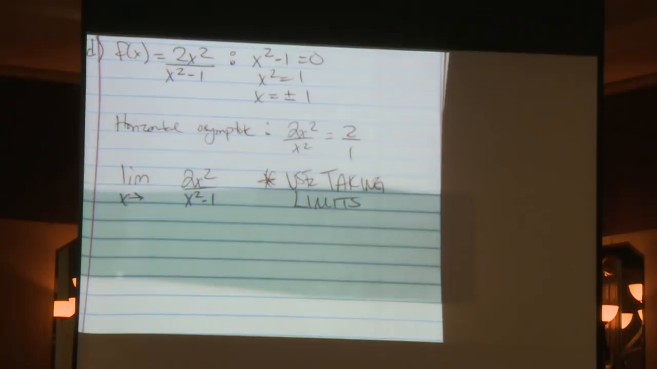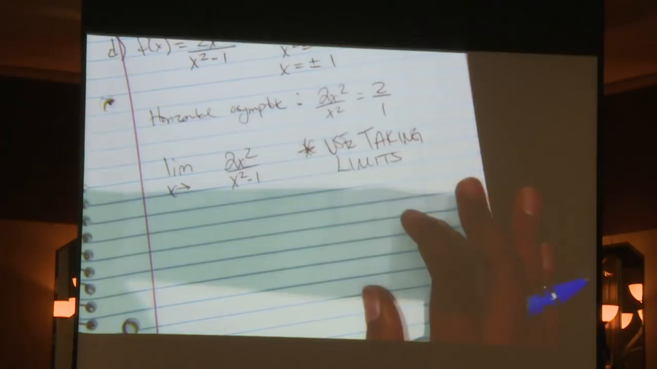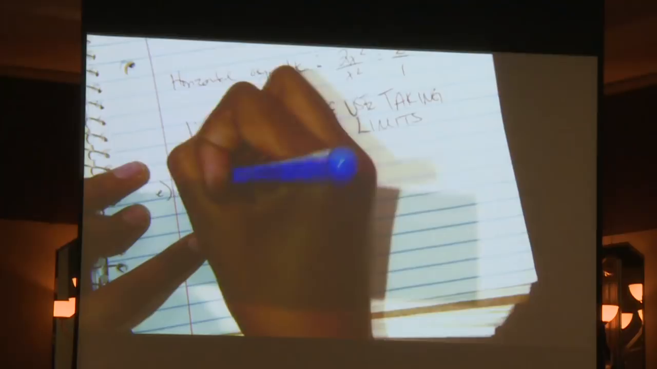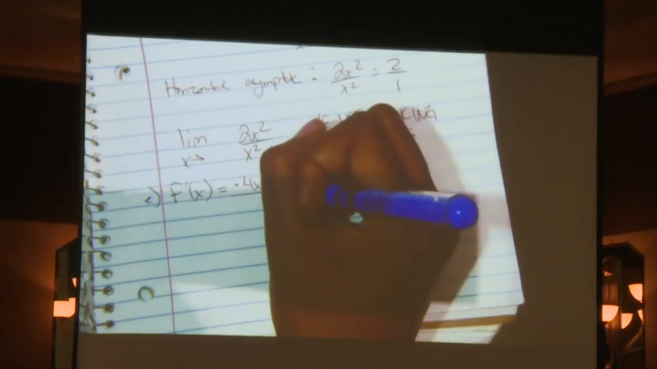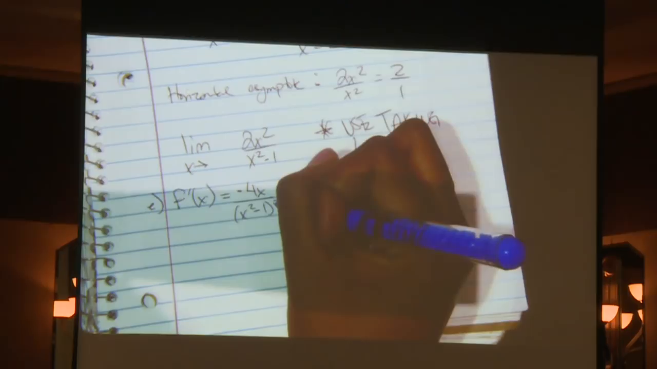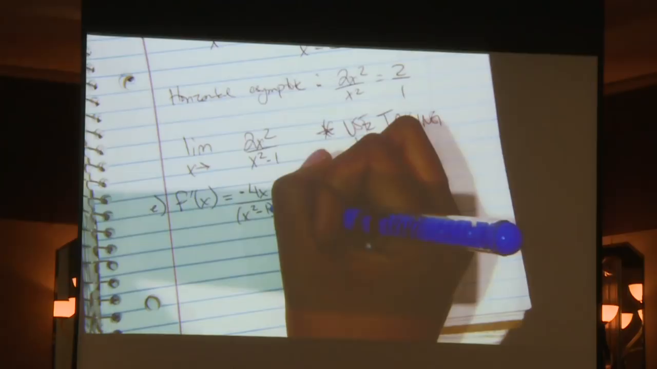All right, cool. So for E, it says, given, so it went ahead and gave me my derivative, so you don't have to do it on your own. Given this, find intervals of increase, decrease, critical points, if any. And you also have to double check. It's saying double check the sign of f prime in the domain of f before writing your answer.